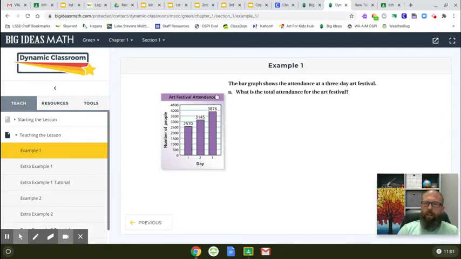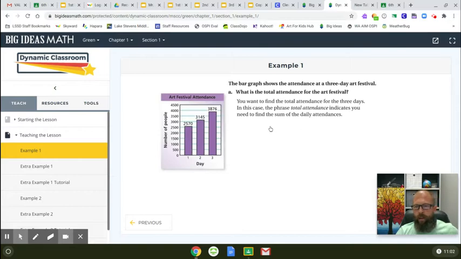A bar graph shows the attendance at a 3-day art festival. What is the total attendance for the art festival? So when it says what is the total, that is always going to mean I need to add things up. So I'm going to add these three numbers here. So go ahead and write on your paper 3,876 plus 3,145 plus 2,570. Line them up and add them up. Go ahead and push pause and get that finished.